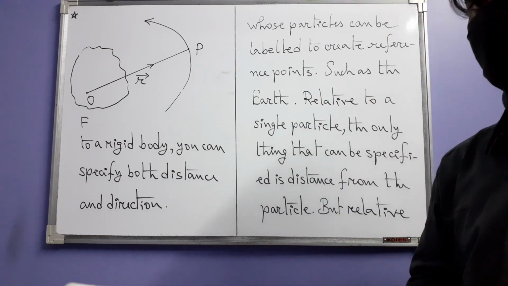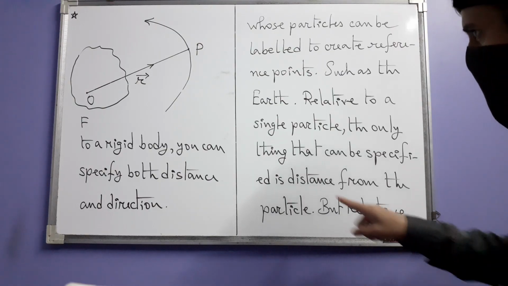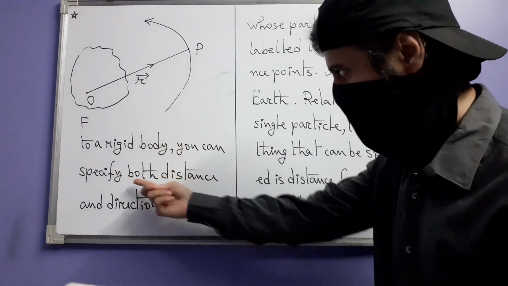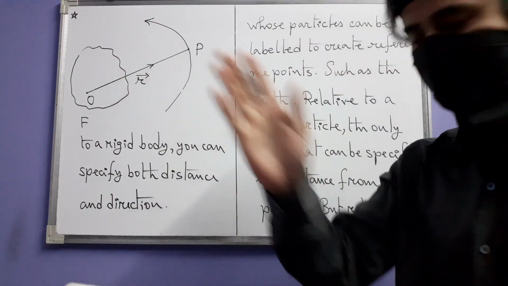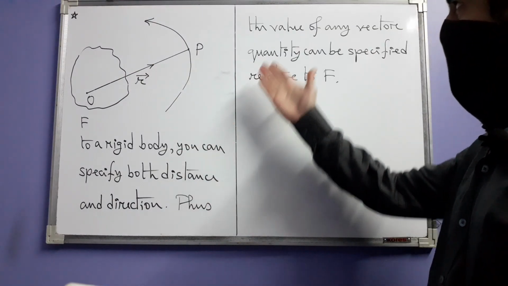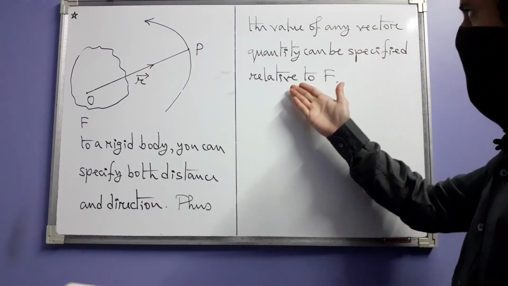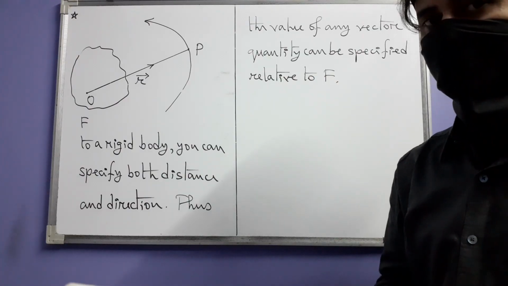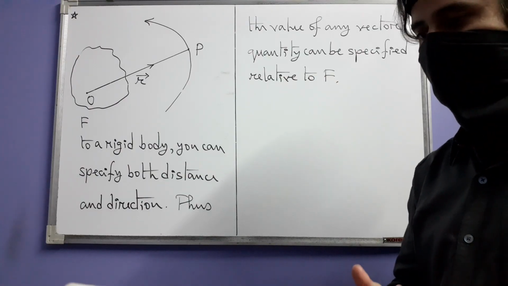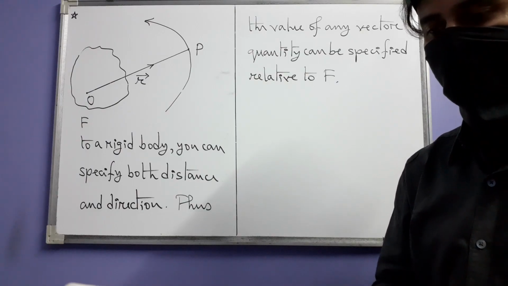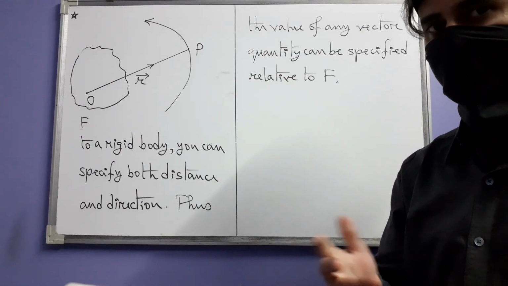And the author writes next, because of this, but relative to a rigid body, you can specify both distance and direction. Thus, the value of any vector quantity can be specified relative to F, because distance and direction correspond to magnitude and direction. Only distance is not enough, that only gives you magnitude.